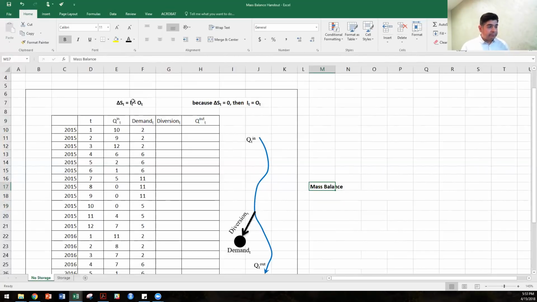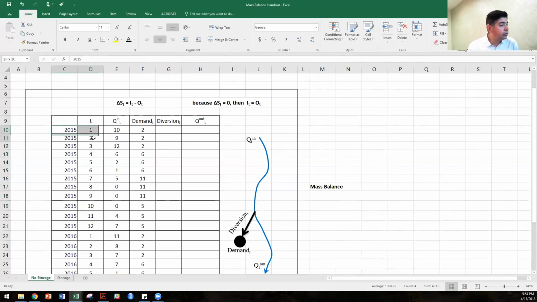Now, again, when we're using a mass balance, usually we're using it because there is an unknown variable that we want to estimate. So what are the unknown variables that we have in here? So these are the years and these are the months.